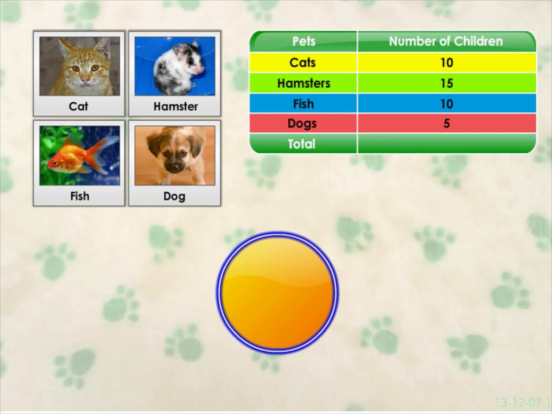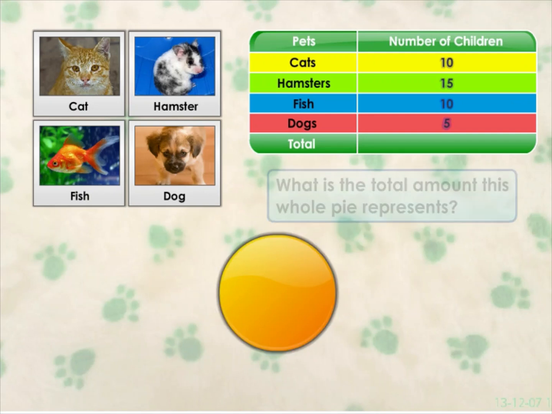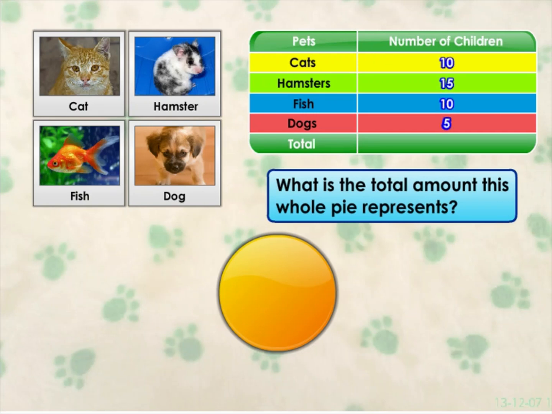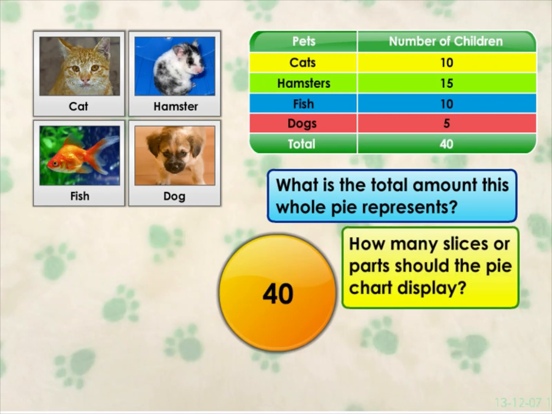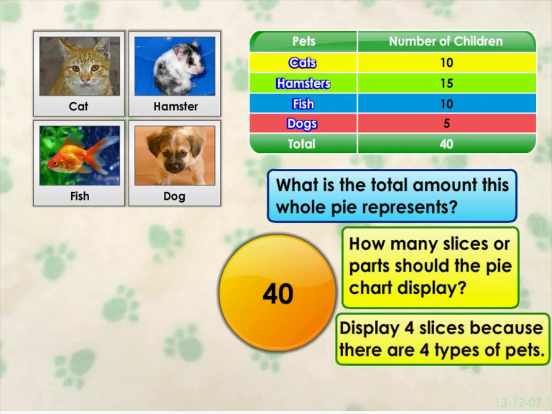This circle represents one whole pie. What is the total amount this whole pie represents? It represents 40 children. How many slices or parts should the pie chart display? Why? The pie chart should display 4 slices because there are 4 types of pets.